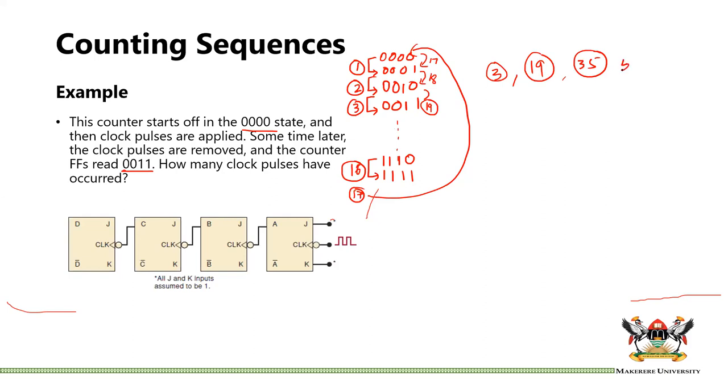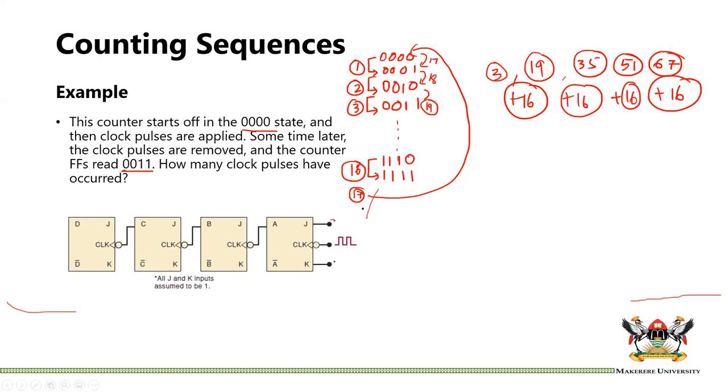I think 51. Yes, because that is 16, 32, 48, 64. It could be, I think, 67, and so on and so forth. So you can just keep adding 16. It will take you to the same state. Plus 16 will take you to the same state always. And so this question is not very easy to answer. You cannot just assume that we only applied 3. We could have applied 19 and would be in the same state. All right. We need to remember that every time the counter reaches its maximum state, which in this case is 1111, which by the way we call the terminal state, it goes back to the starting position.